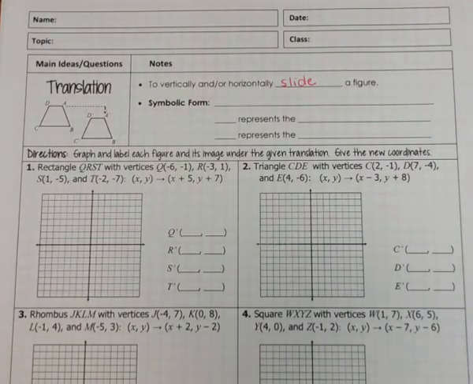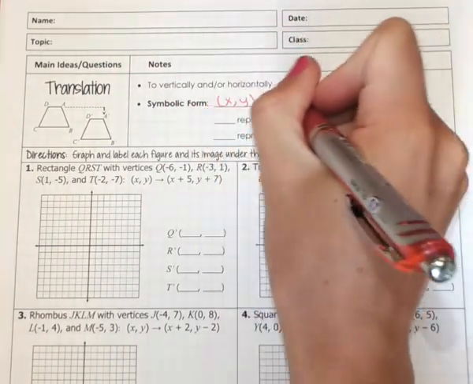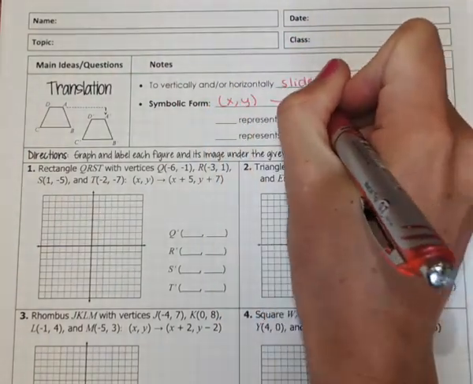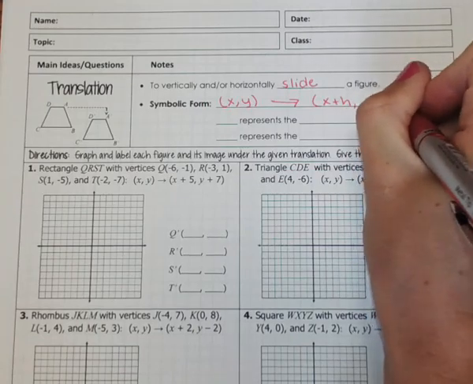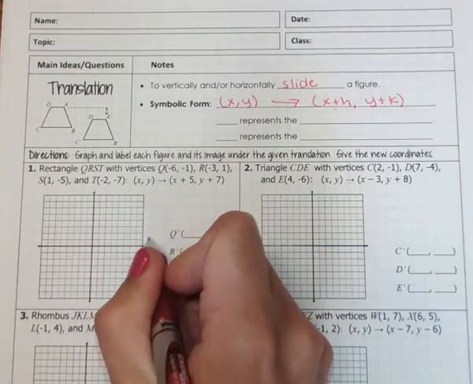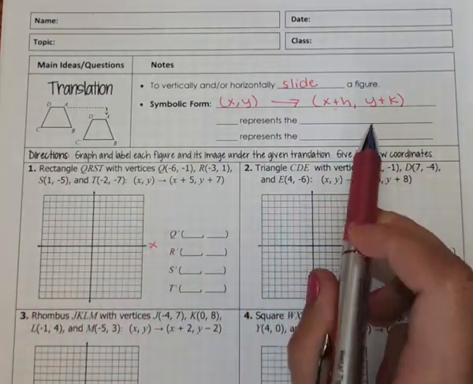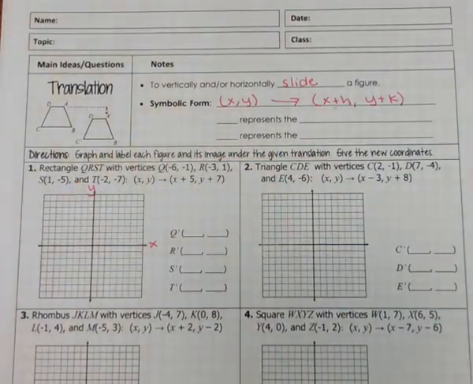All right, so the symbolic form of a translation is if we start with point (x, y) and we shift it, we will say (x + h, y + k). So again, our x-axis is our horizontal axis. That's going to shift left to right. The y value is going to be a vertical shift, an up or down shift.